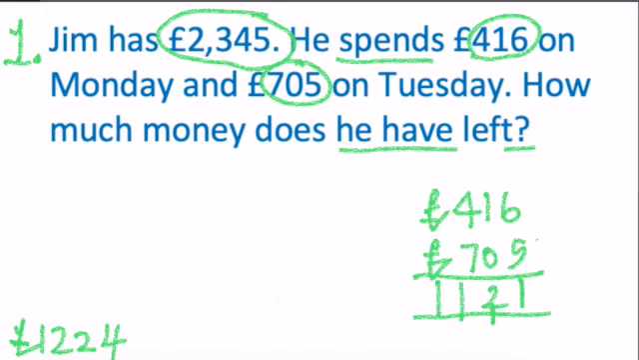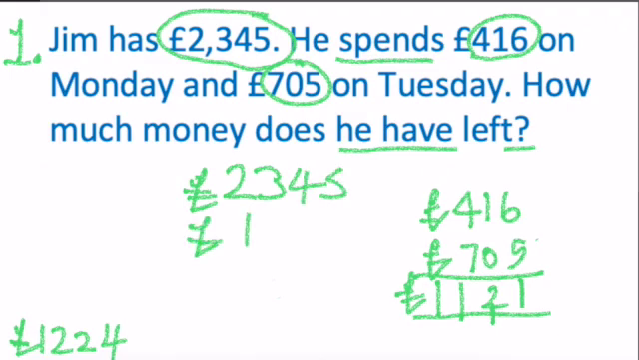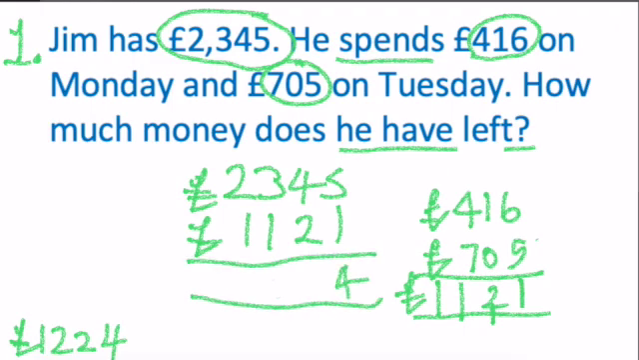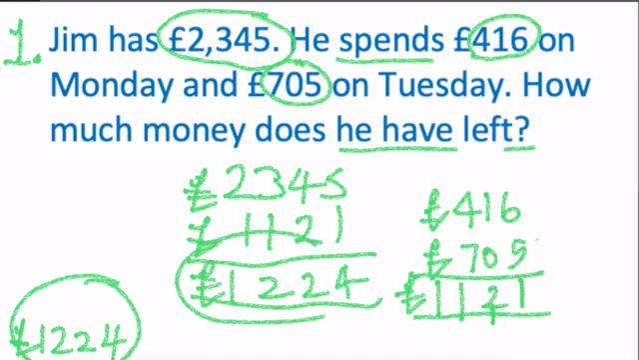Right? So he spent 1,121. So now I'm going to take the first number, 2,345, and I'm going to subtract 1,121. So 5 subtract 1 is 4, 4 subtract 2 is 2, 3 subtract 1 is 2, and 2 subtract 1. Yeah, and look, I got the same answer.